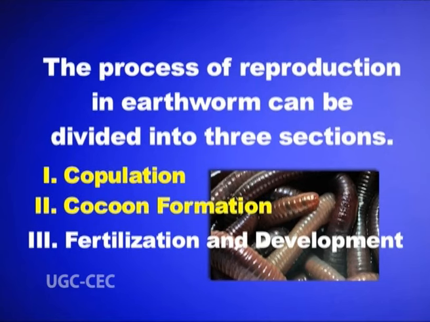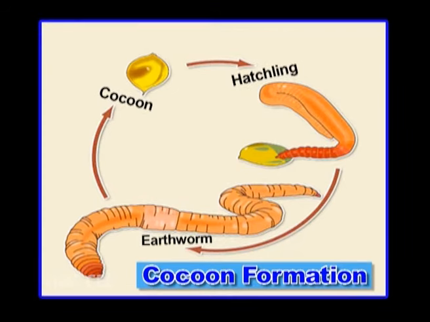Cocoon formation. The earthworm shows external fertilization, which takes place inside the protective cocoons outside the body. Formation of the cocoon in Pheretima has not been studied yet. It has been studied in other worms such as Eisenia and Perionyx. The process of cocoon formation starts about 24 hours after copulation.